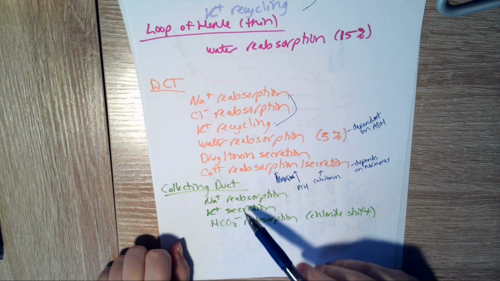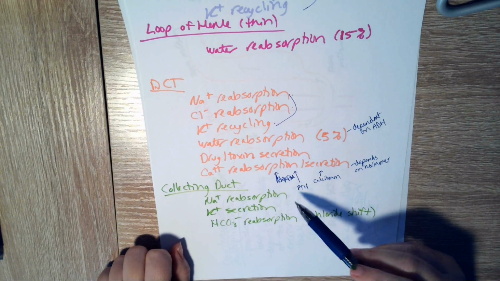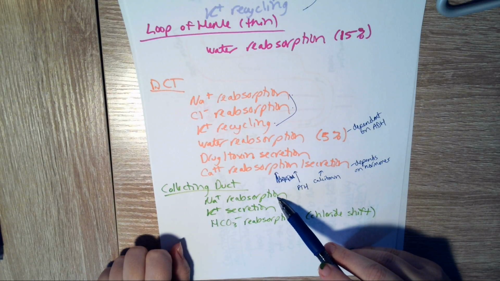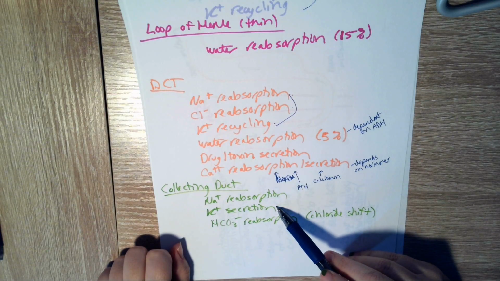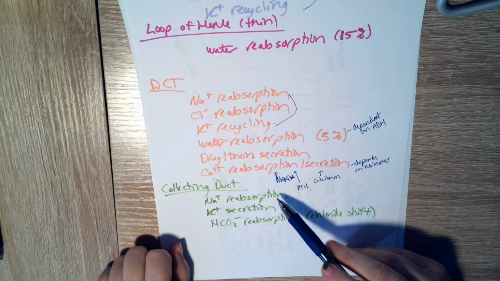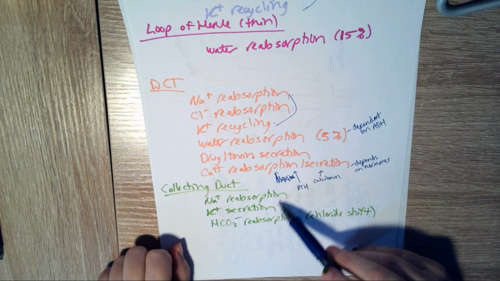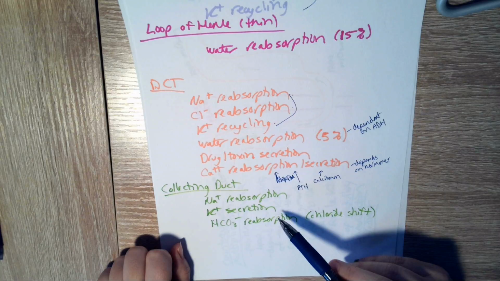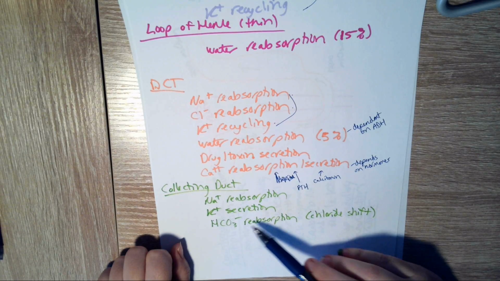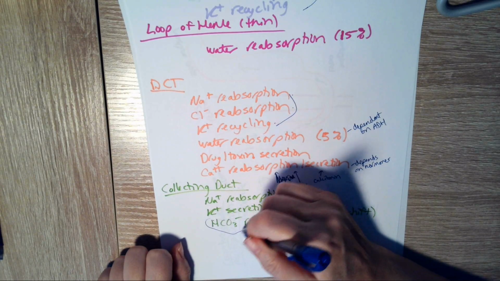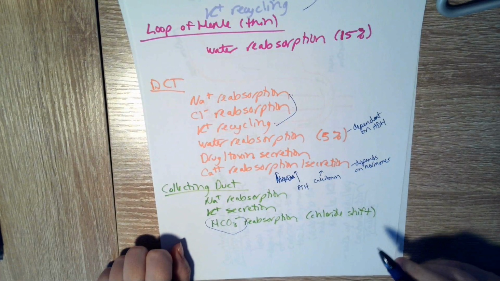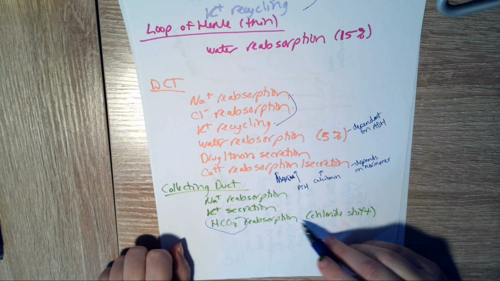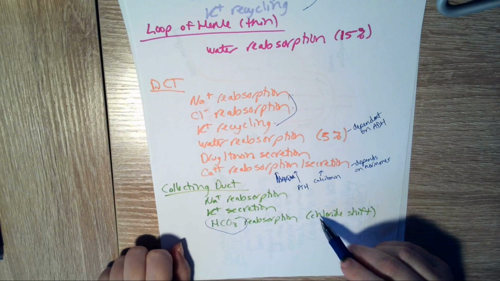And then finally we pass into the collecting duct. Here we're doing sodium reabsorption and potassium secretion. No more potassium recycling. Now it's time to just get rid of the potassium here. And we're also going to be doing some more bicarbonate reabsorption. So again, back to the bicarbonate buffer system. And we're trading it for a chlorine in what we call the chloride shift.